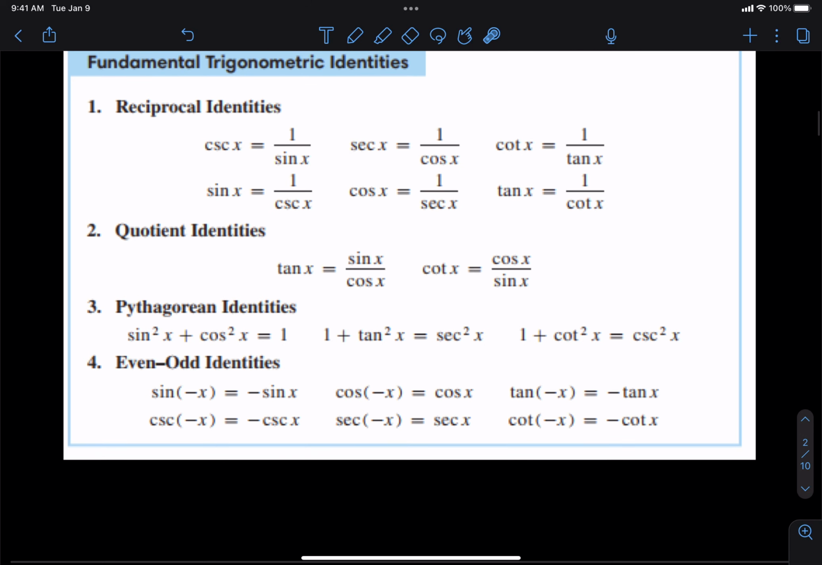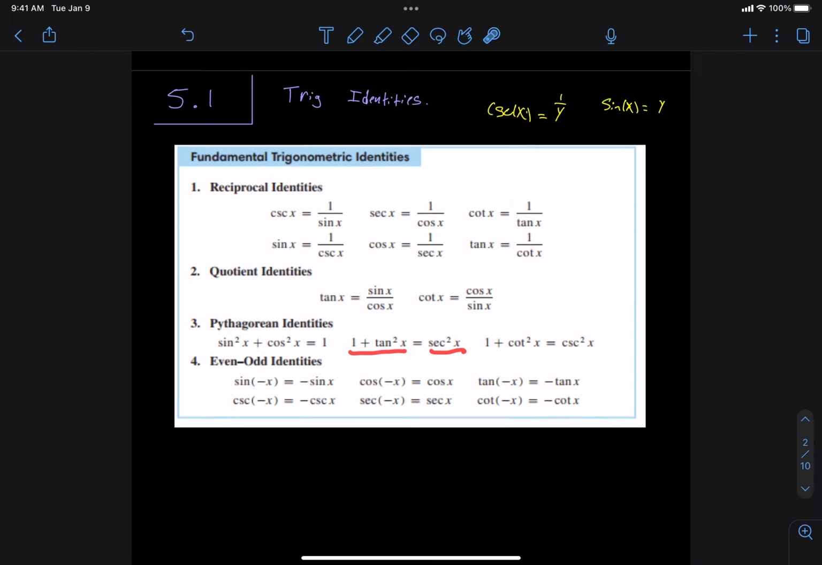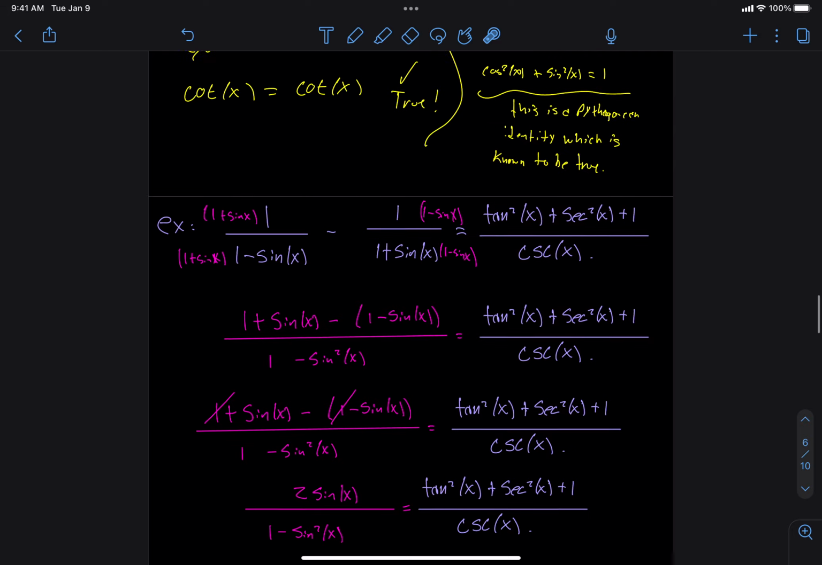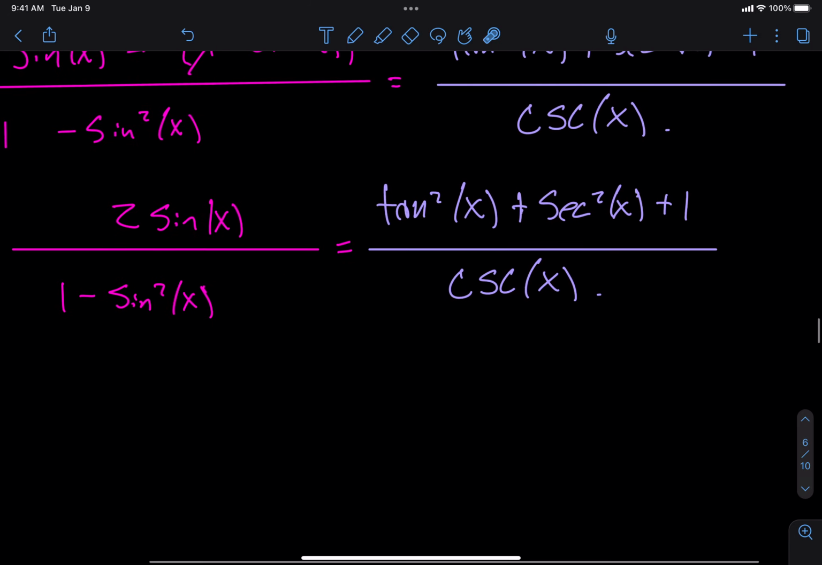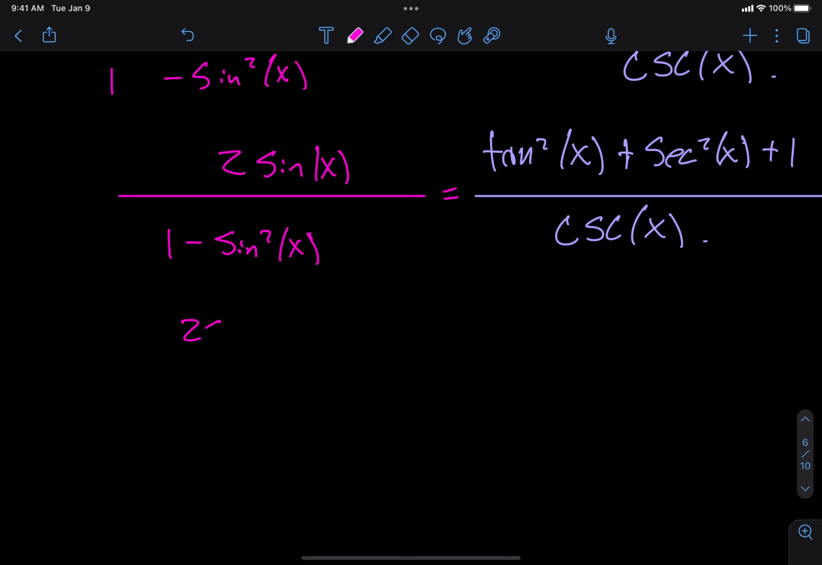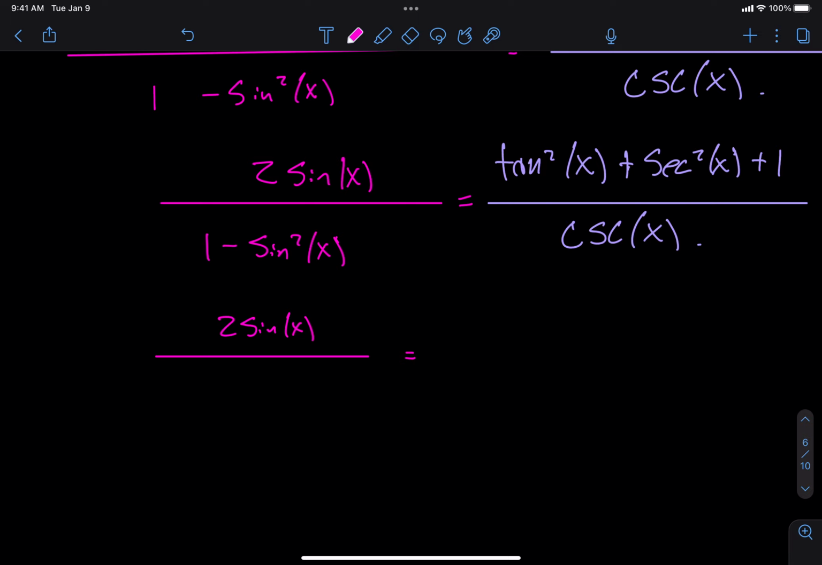We already said if sine squared was over here as a minus, then that would be cosine squared. And the other one that's going to be relevant is 1 plus tan squared of x is secant squared of x. So let's rewrite using those identities here. What are we going to get on the left side? We have 2 sine of x on top. And on bottom, what do I write? Cosine squared of x? Yeah, cosine squared of x.